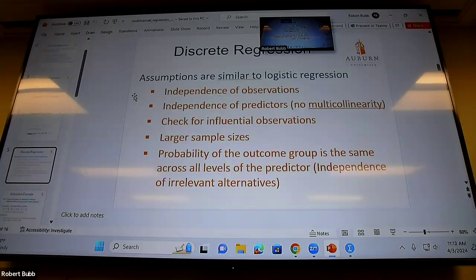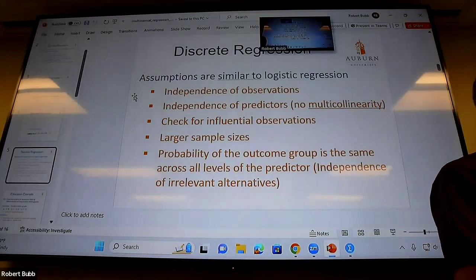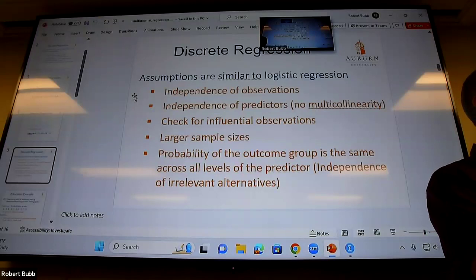The only thing new from last week is this last one, that the probability of any particular outcome group should stay the same across all levels of a predictor. We call this the independence of irrelevant alternatives. Essentially what we're saying is, if I have an outcome, let's say that's 4 categories, and I have some predictors, those predictors should give me the probabilities of a participant being in any one of those categories. Some percent chance, some probability.